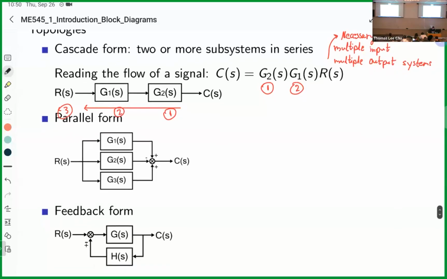Now with parallel form, it's going to be similar to the summing junction. All we do is we look at all these signals here. It's going to be G1 of S minus G2 of S plus G3 of S, multiplied by our signal, R of S.